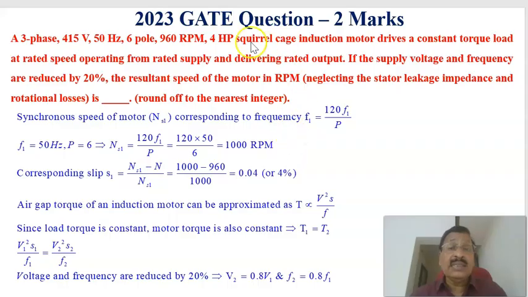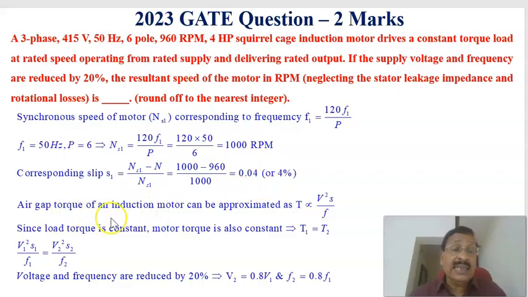And now let us see the corresponding slip. Rotor speed is given as 960 rpm. Therefore, the slip is given by ns minus n divided by ns, which is 1000 minus 960 divided by 1000, or 0.04, which is also 4%. Therefore, at the rated speed of 960 rpm, the slip of the motor is equal to 0.04.